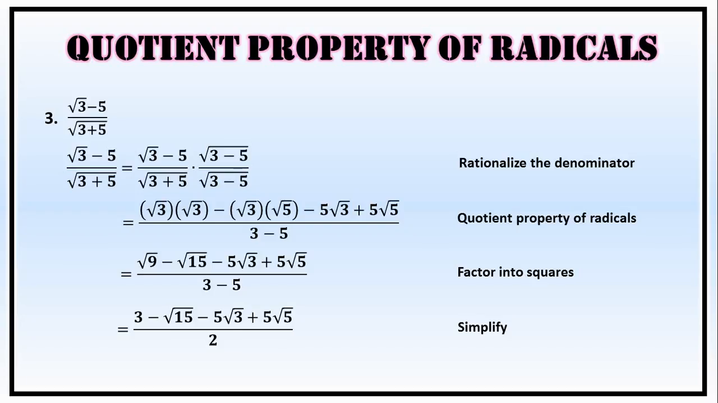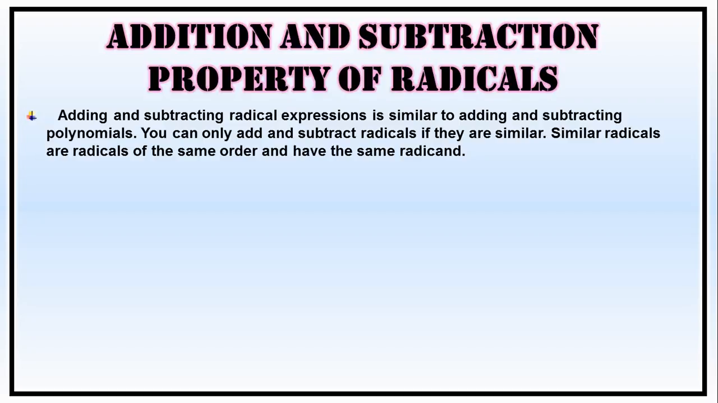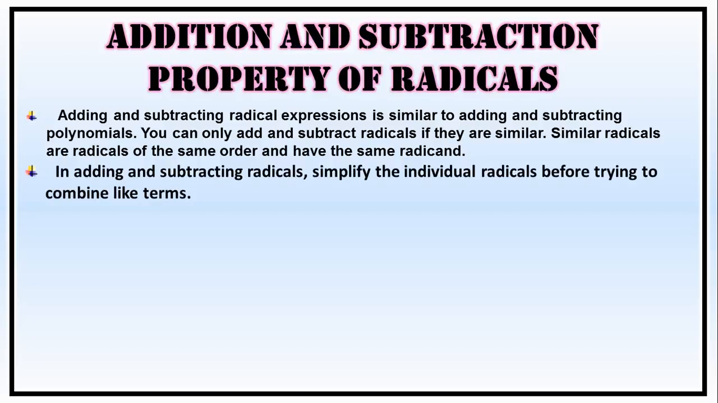The last two properties of radicals are the addition and subtraction properties of radicals. Adding and subtracting radical expressions is similar to adding and subtracting polynomials. You can only add and subtract radicals if they are similar. Similar radicals are radicals of the same order and have the same radicand. In adding and subtracting radicals, simplify the individual radicals before trying to combine like terms.